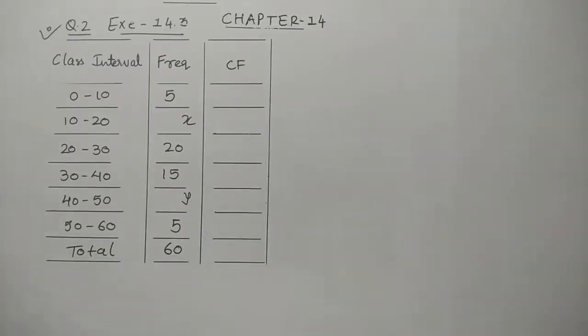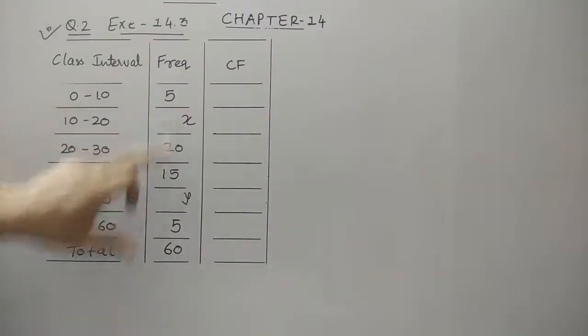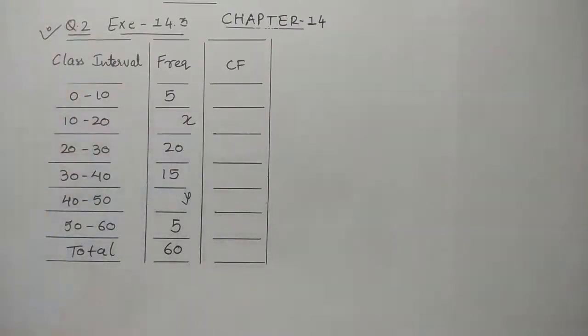Let us do one of the most important questions of this exercise, that is question number 2. In this question they have given the median of the distribution is 28.5. Find the missing values x and y. These are the two missing frequencies of this question. It's a very important question. As in the question they have given to find out the median, okay, median is given to find out the missing frequency.